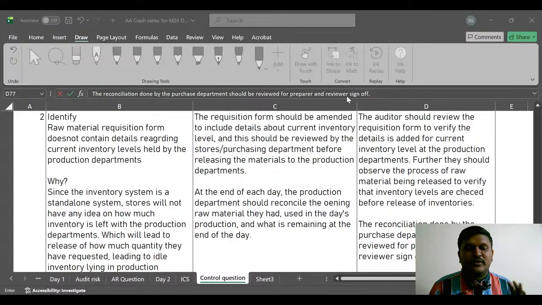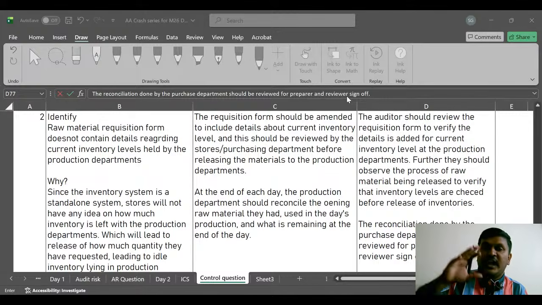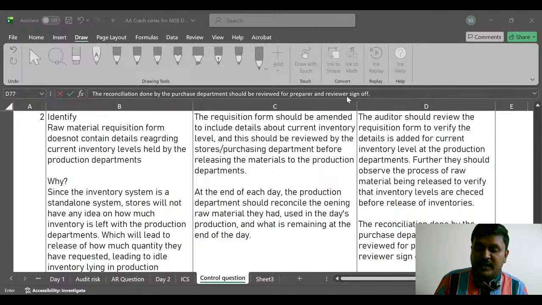Again highlighting that particular point, we might have a question like control deficiency, control recommendation, and test of controls. Be very sure that the recommendation you are making is to the management to implement some controls over there, and test of controls is the auditor testing those controls. Be very specific, be very clear relating to that particular area.